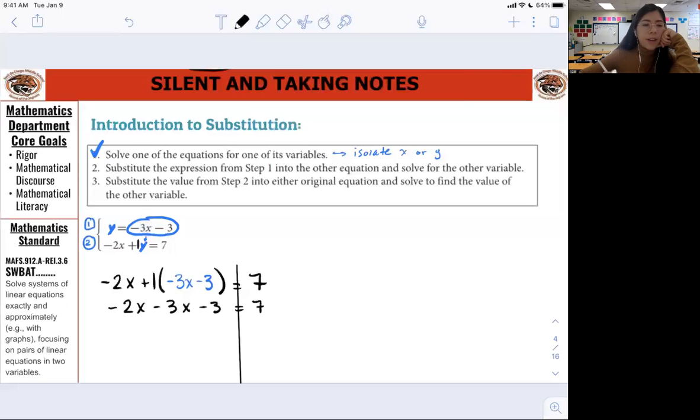So there we go. So now I have negative 2x minus 3x minus 3 equals 7. What should I do next? We move the negative 3 to the right as an addition. We will do that, but before I do that, I want to do something else. Combine like terms? Yeah. Let's combine like terms first so that everything is nice and simplified. What is -2 minus 3? -5.